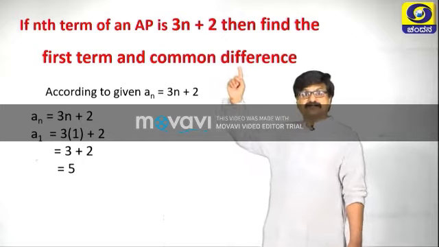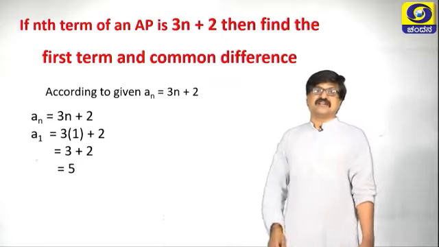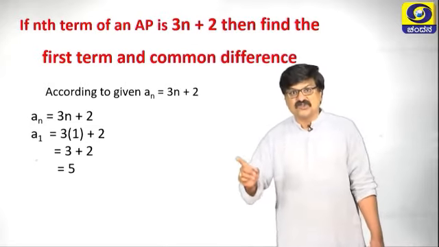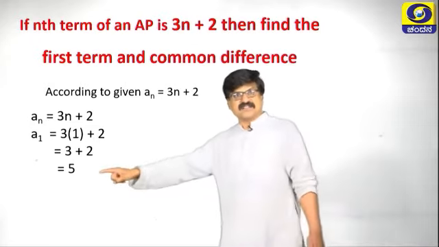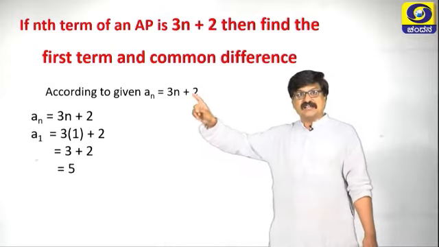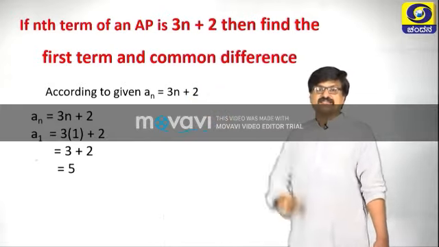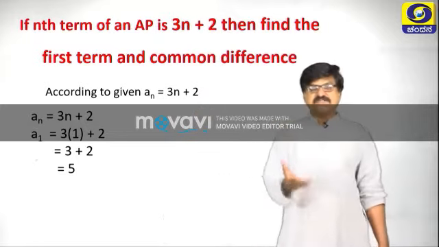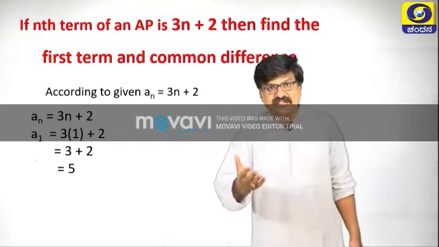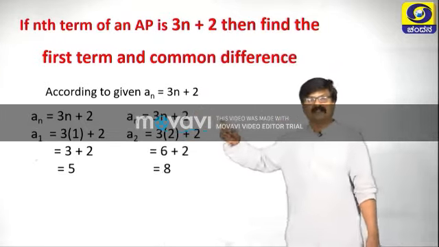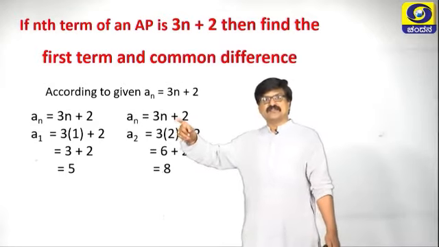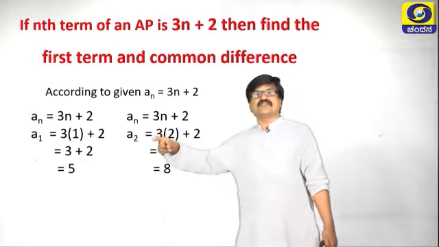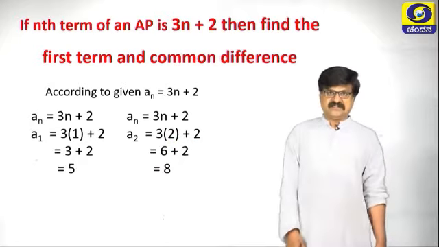Again we have to find the common difference. What is the formula for common difference? A2 minus A1. A1 is here. Let us find A2 by using this. How to find A2? Very simple. Substitute the value of n as 2. See here, directly I have substituted. So, 3 into 2 is 6, 6 plus 2 is 8. The value of A2 is 8.